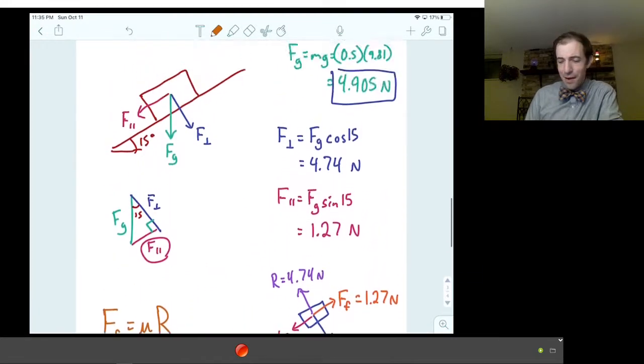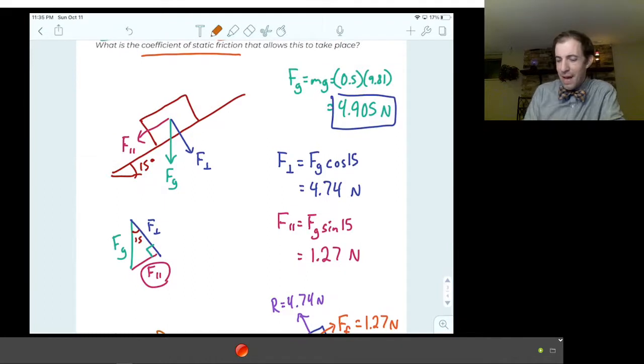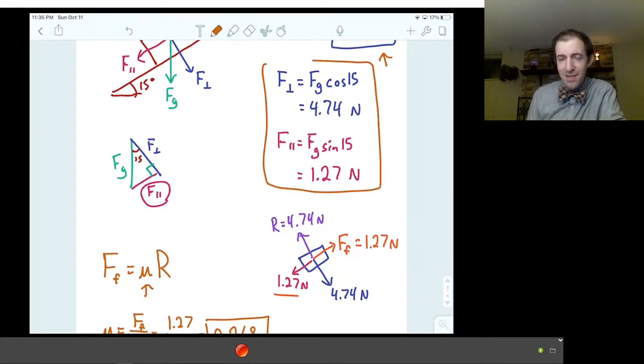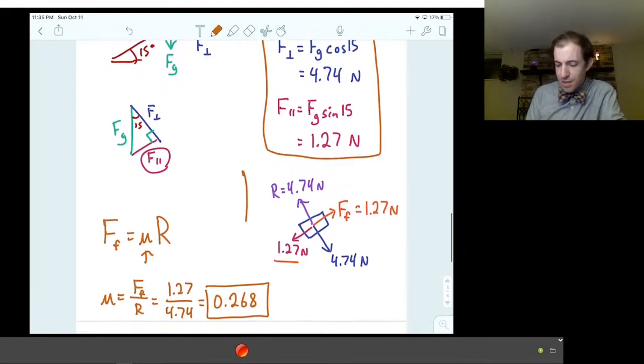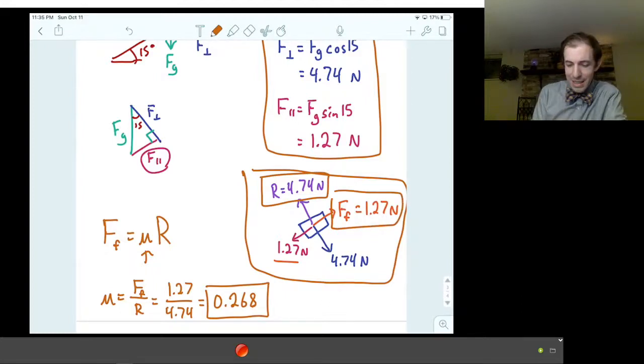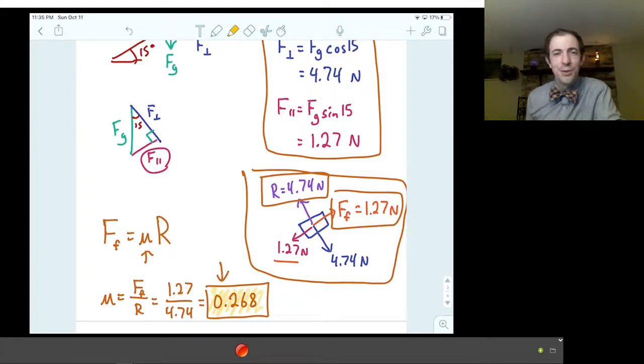So again, what we found here is use the mass to find the force of gravity, use the force of gravity to find our components of the force, use those to make a free body diagram that we knew had to cancel out. So all these equal and opposite forces allowed us to find out R and the force of friction, and those were the two values we needed to solve for mu, and then ultimately that gave us 0.268.